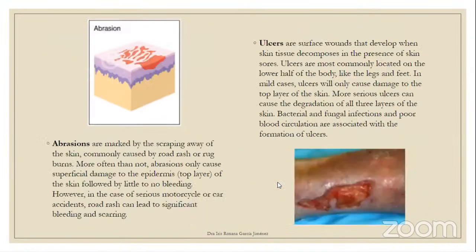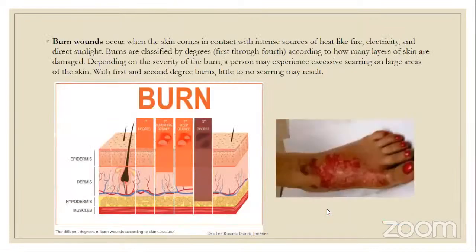Okay. The abrasions and the ulcers. Abrasions are marked by the scraping away of the skin, commonly caused by road rash or rug burns. Okay. Ulcers are surface wounds that develop when the skin tissue decomposes in the presence of skin sores. Okay, we are going to talk about sores in a minute, okay?